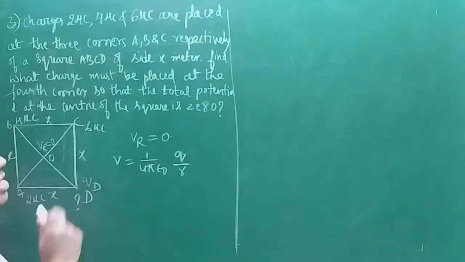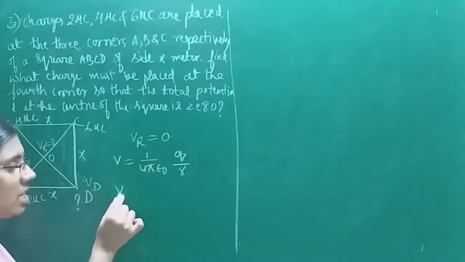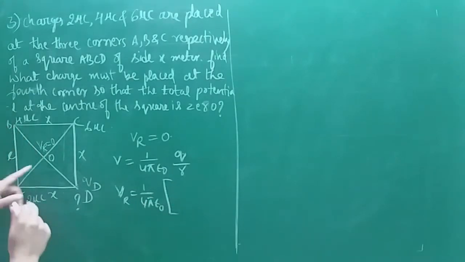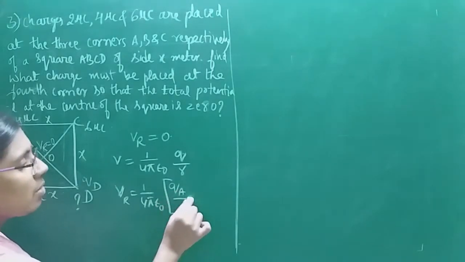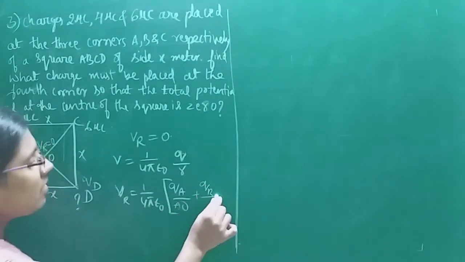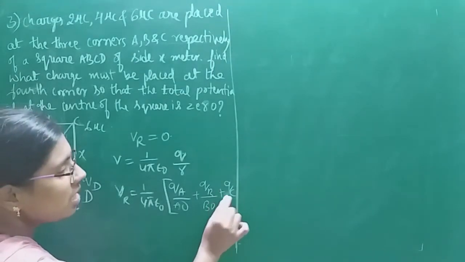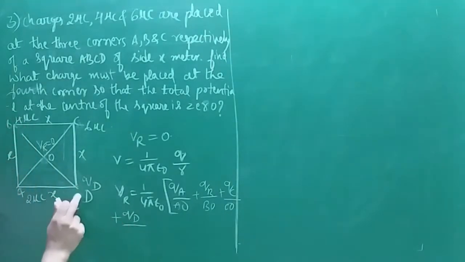By using the superposition principle of system of charges, we can write the total or resultant potential as VR is equal to 1 over 4 pi epsilon naught into. At the point O, the resultant potential is due to the charge at A, B, C and D. So we can write QA, the charge at A, at a distance AO from the center of the square, plus QB divided by the distance BO, plus QC by the distance CO, plus the fourth charge QD divided by the distance DO.